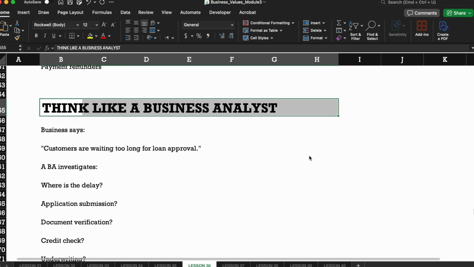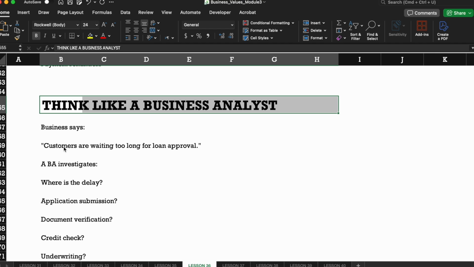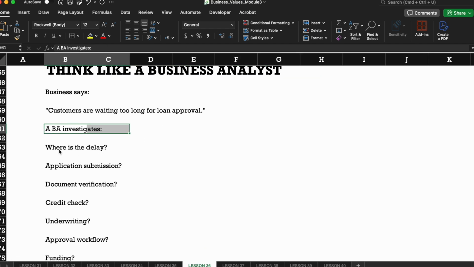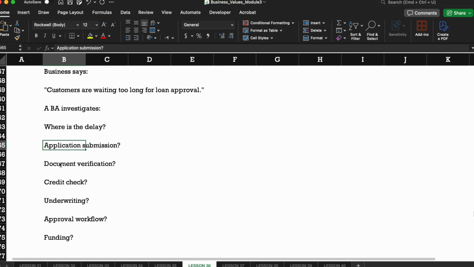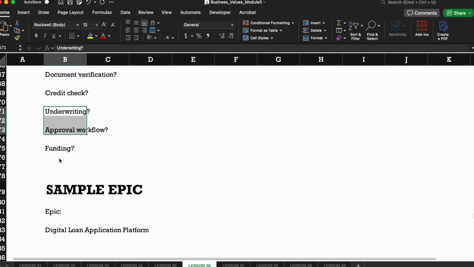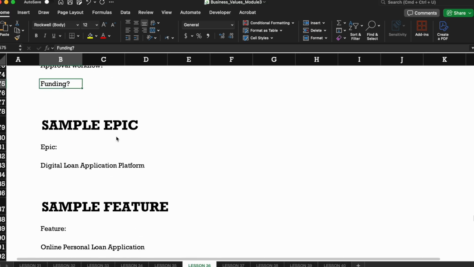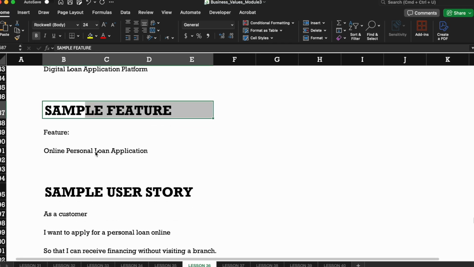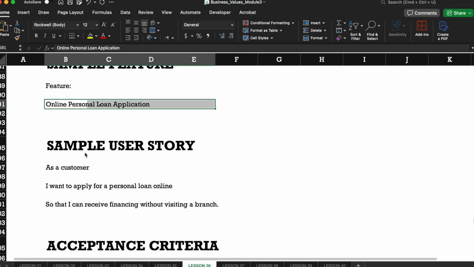Think like a business analyst. The business says customers are waiting too long for loan approval. The BA investigates why. Where is the delay: application submission, document verification, credit check, underwriting, approval workflow, or funding? So, a sample epic: digital loan application platform. Sample feature: online personal loan application.